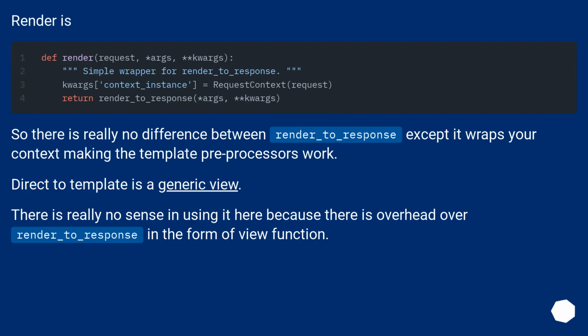So there is really no difference from render_to_response, except it wraps your context, making the template preprocessors work. Direct to template is a generic view. There is really no sense in using it here, because there is overhead over render_to_response in the form of the view function.